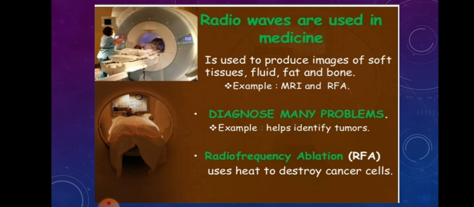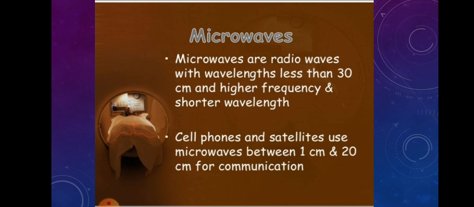Radio waves are used in medicine. They are used to produce images of soft tissue, fluid, fat and bone, for example MRI and RFA. They help diagnose many problems, for example identifying tumors. Radio frequency ablation is used to heat and destroy cancer cells.